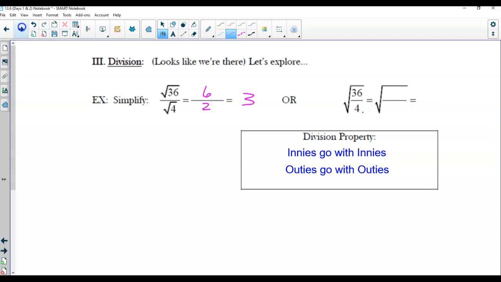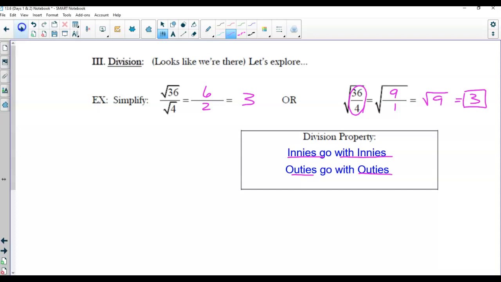Well, if the numerator and denominator are both underneath the same root, I can see the whole fraction underneath the root. And when I see a fraction, guys, just remember I can reduce that. How many times does 4 go into 36? 9 over 1. So that is really asking you, what is the square root of 9? It's 3, okay? So your division properties, just remember, when you're trying to simplify a fraction, innies can simplify with innies, outies can simplify with outies only. You cannot simplify an innie with an outie.